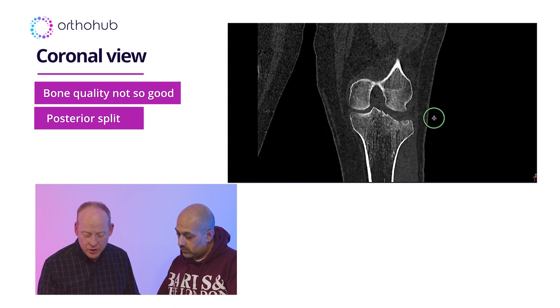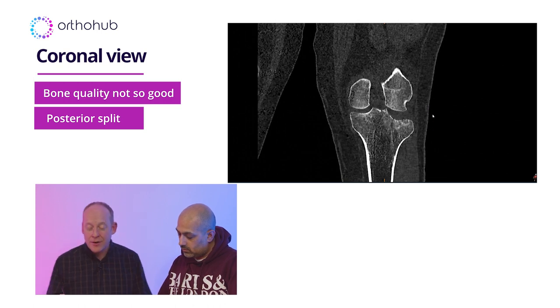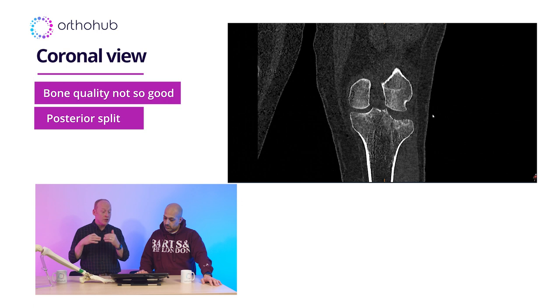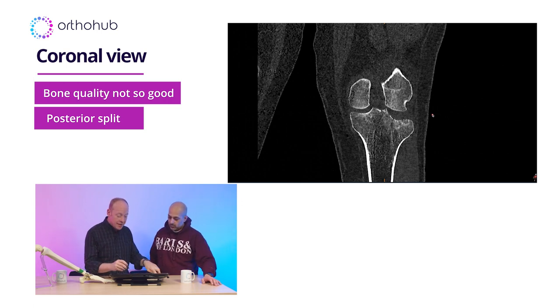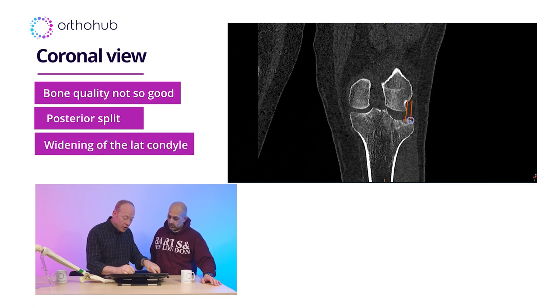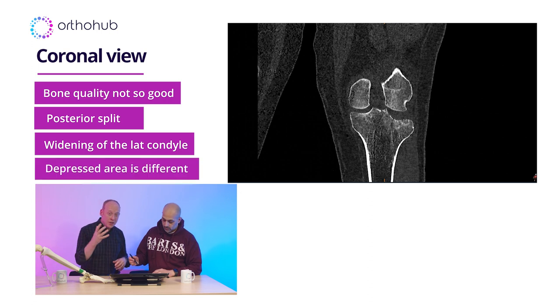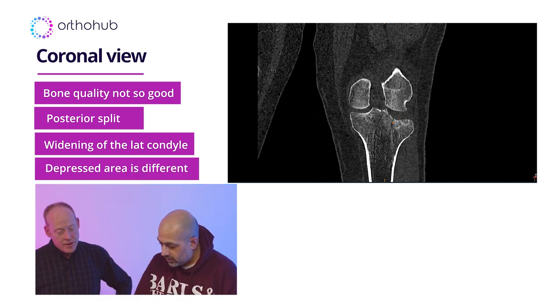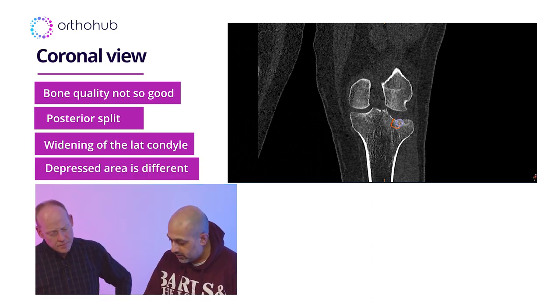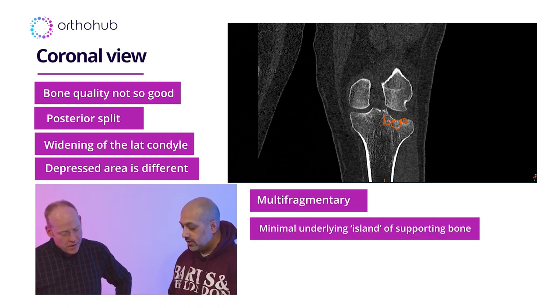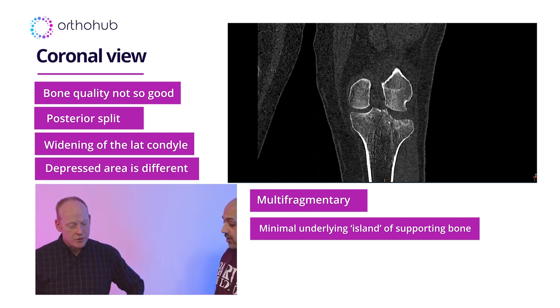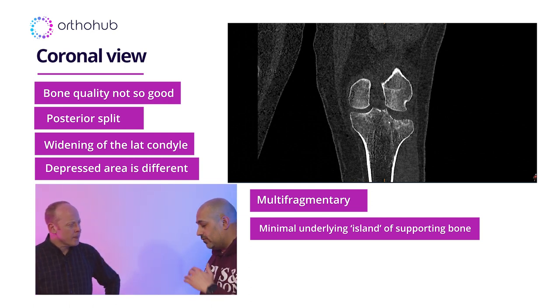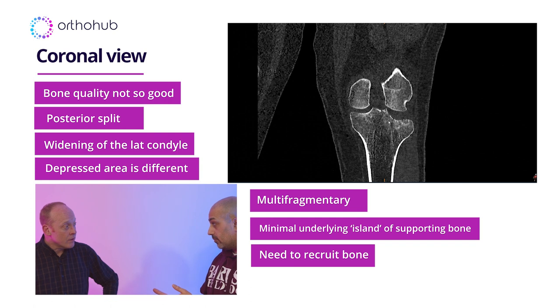As I come through, look at the quality of the bone. It's a slightly different flavor of depression. Yes, there's a split. Yes, there's a depression, and yes, there is some widening of the condyle. But the depression is not the same. The other thing was, the last one had a large island of bone. I'd suggest that's a piece there, there's a piece there, there's maybe a little piece there. And so this one is very much a different type of fracture. That's right. This one is one where, once you've knocked it back up, you're going to have to recruit bone.